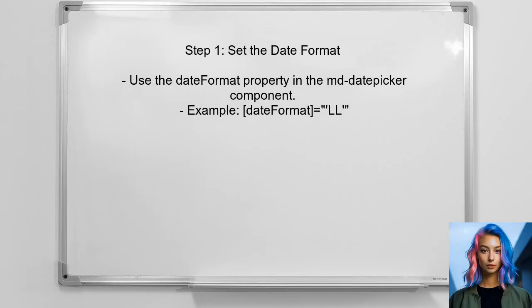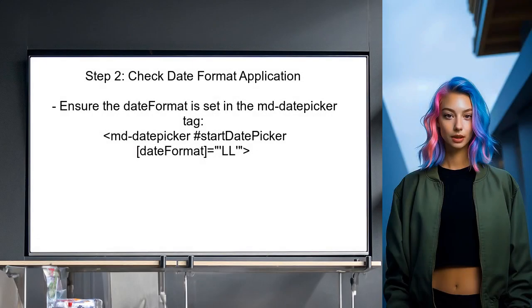To format the selected date in the input box, the user should first ensure that they are using the correct date format option in the Datepicker component. The user can set the date format to a more readable style. Next, the user should check if the date format is being applied correctly. This can be done by ensuring that the date format is set in the right place within the component's template.